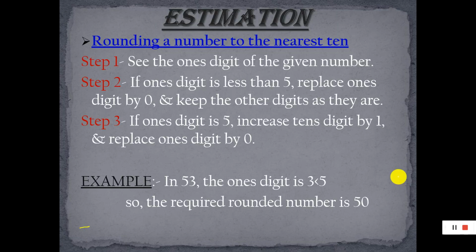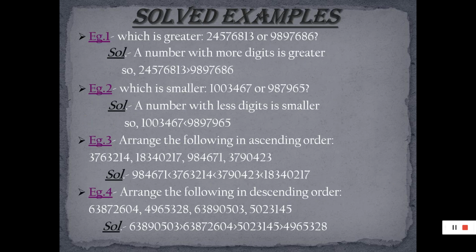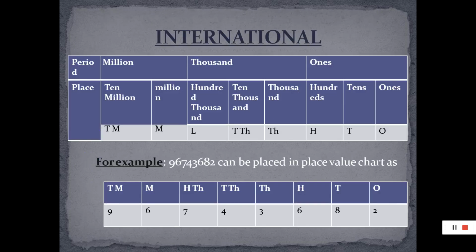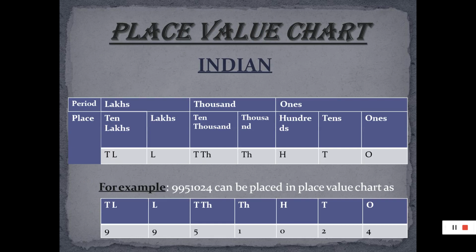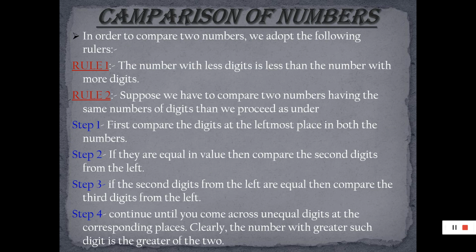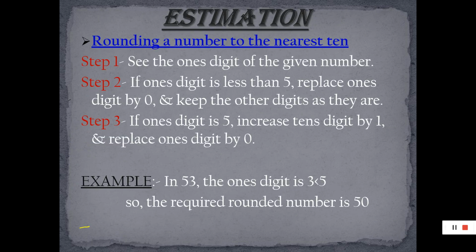Good morning, students. Today we are going to discuss the second part of the first chapter, Knowing Our Numbers, and the second part is estimation. In the first part, we studied numbers, greater and smaller numbers, comparison of numbers, the international system of writing numbers, and the place value chart, the Indian system and the international system. So today we are going to discuss estimation of numbers.